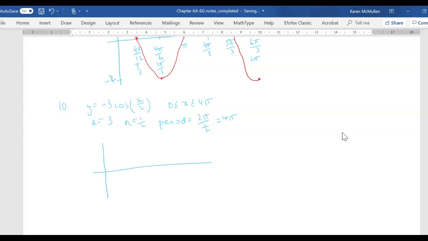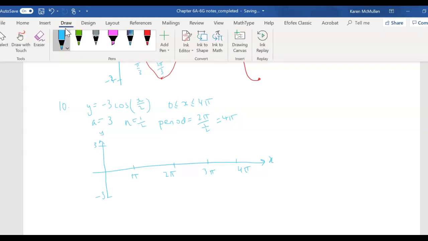Okay, so let's quickly draw that. We've got x, we've got y, put your amplitude in at 3 and -3, and then we're going all the way up to 4 pi. Pi, 2 pi, and 3 pi. So a nice easy one.